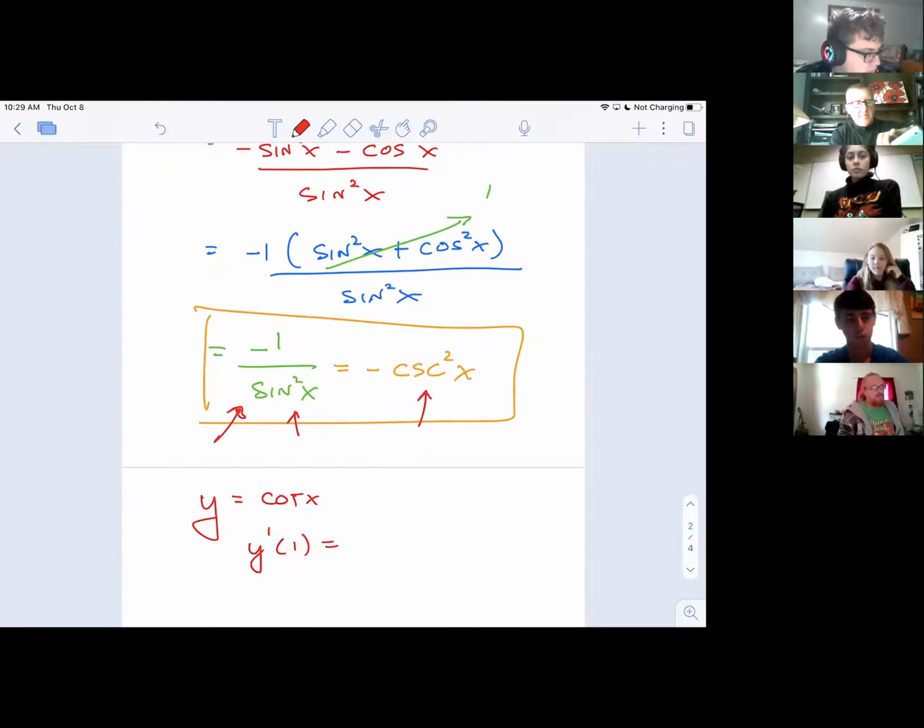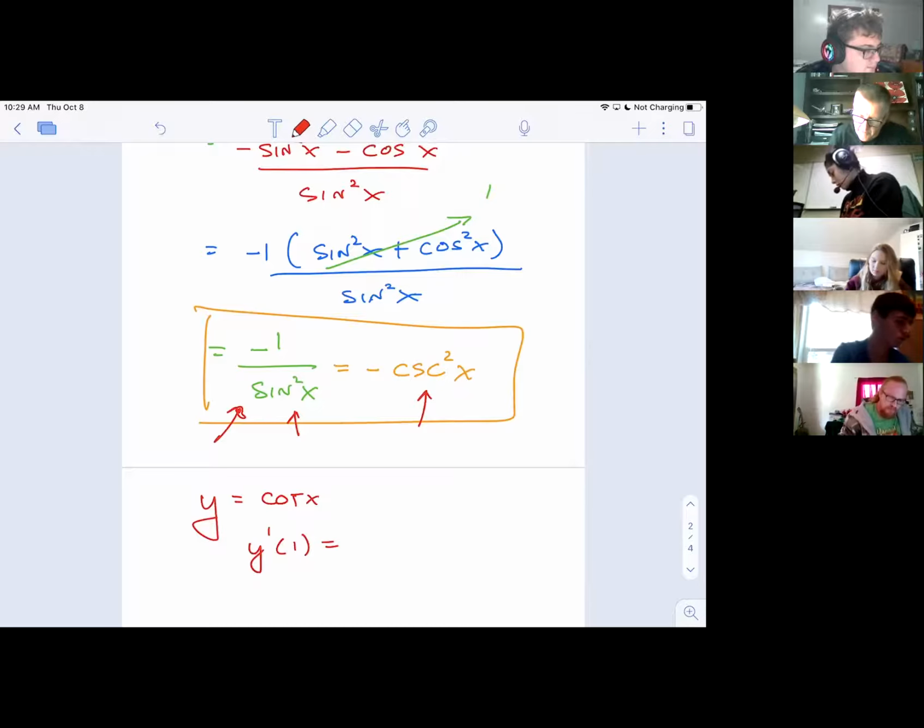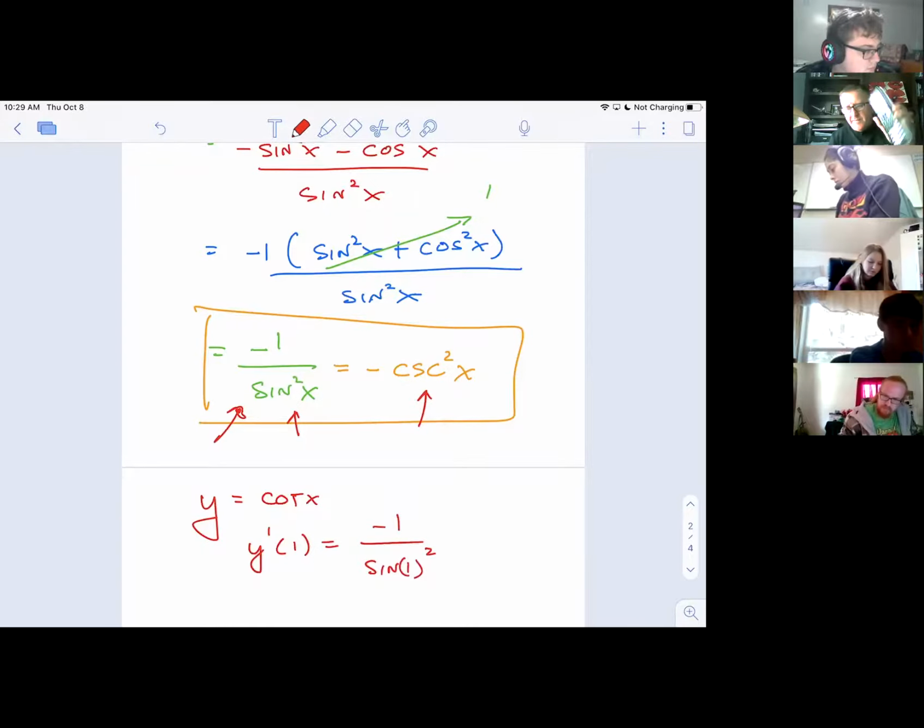So let's see, I'm going to type that in my calculator really quick and just check my work. So negative 1 divided by the sine of 1 squared. Now I think you can actually be lazy in your graphing calculator. I think you can type the sine of 1 and say squared after it, and it knows to square the whole thing, not just the 1. So I got -1.4 for the slope of the cotangent curve.